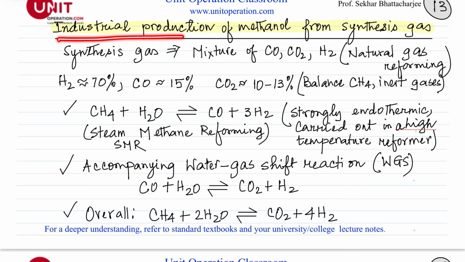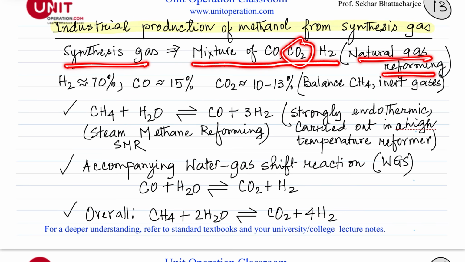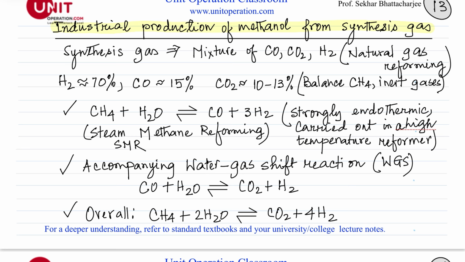Industrial production of methanol from syngas. What is syngas, by the way? It's a mixture of carbon monoxide, carbon dioxide, and hydrogen. We get it from natural gas reforming. It's approximately 70% hydrogen, 15% carbon monoxide, 10 to 13% carbon dioxide. The balance might be methane and inert gases.